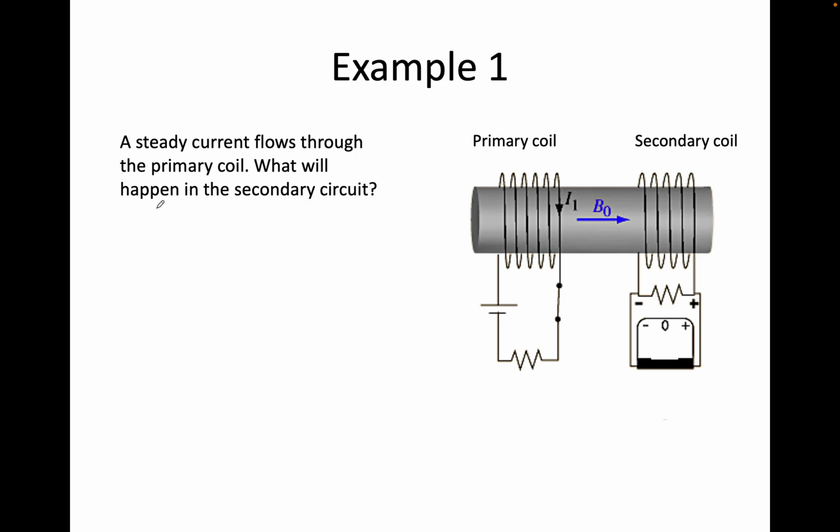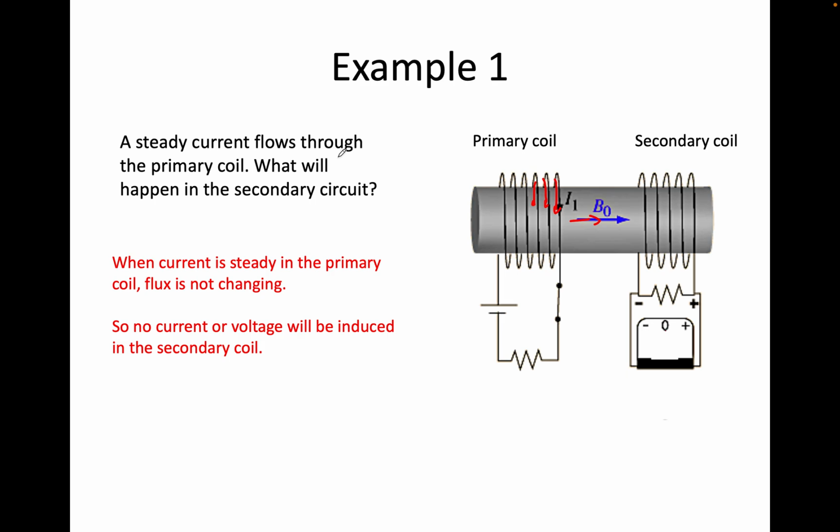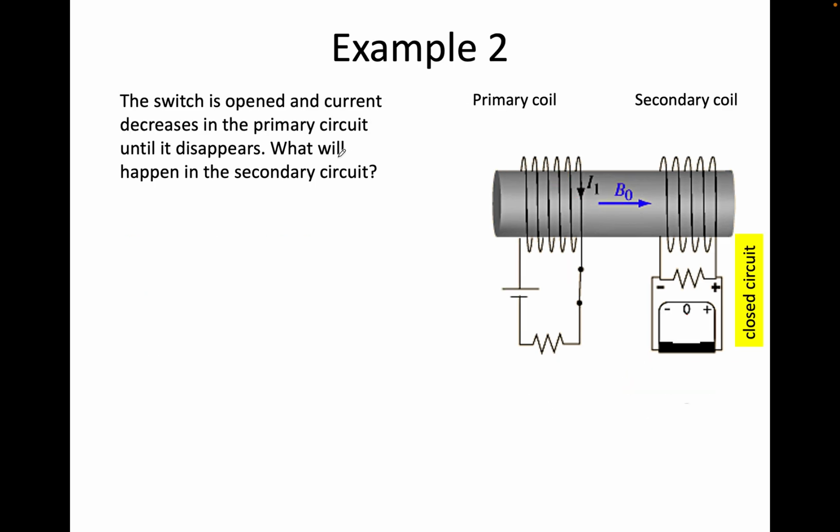If it's a steady current flowing, what's going to happen in the secondary coil? Well, as you know, if my fingers are coming down the page like this, my thumb will be pointing to the right. However, it is constant. If it's constant, there is no change in flux, so there will be no induced voltage. Nothing will happen.